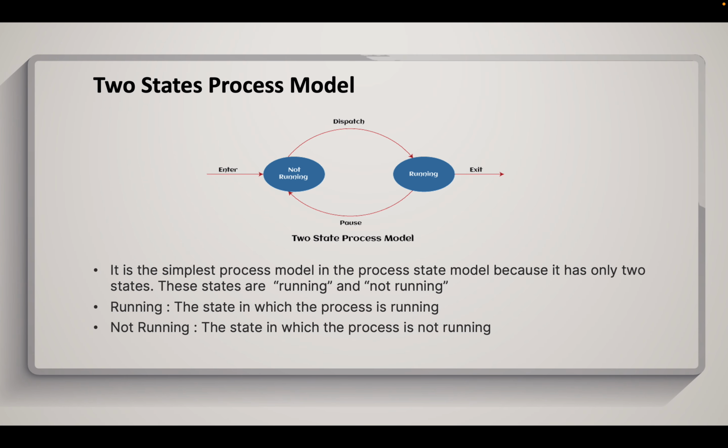Two-state process model. In this, there are only 2 states. State 1 is running, state 2 is not running. When the process is running, it will be in the running state. Once the process completes its operation, it will exit. When the process is paused, it will be moved from running to not running. When the process is dispatched to the CPU, it will be moved from not running to running.